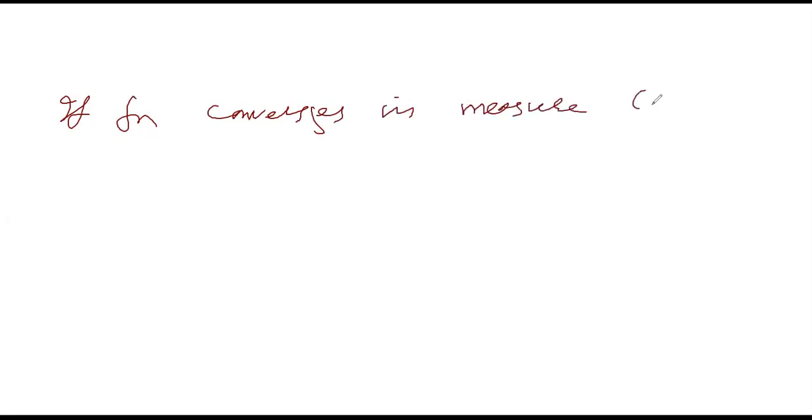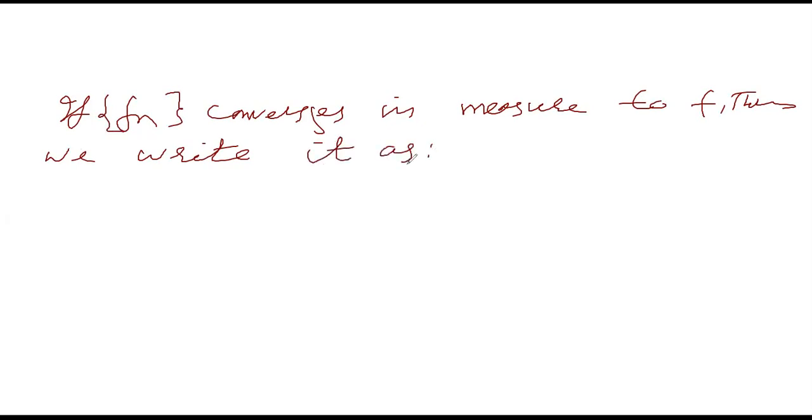We have a symbol for this convergence in measure. If fn converges in measure to f, then we write it as fn converges to f in measure mu. The mu means this convergence is in measure. That's the notation for this.